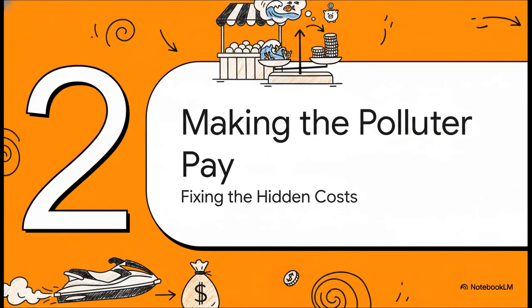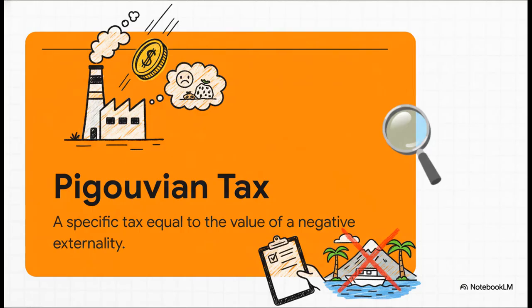Okay, so how do we fix this? How do we make the price of that jet ski ride actually reflect its true full cost? Well, the solution lies in a core economic principle. You have to make the polluter pay. The answer is something called a Pigouvian tax, named after the economist Arthur Pigou. And the idea is actually simple, but it is incredibly powerful. You levy a tax that is exactly equal to the value of that hidden social cost.